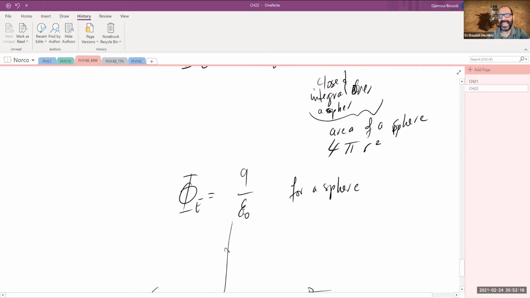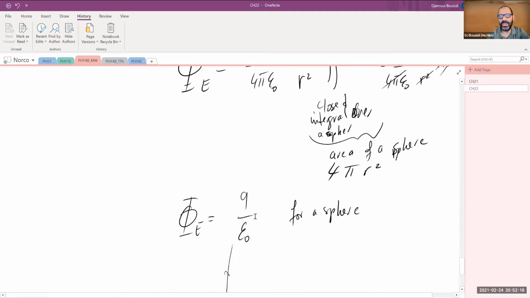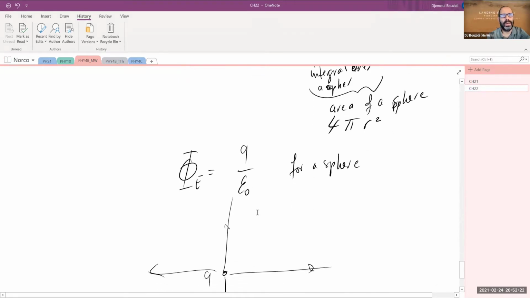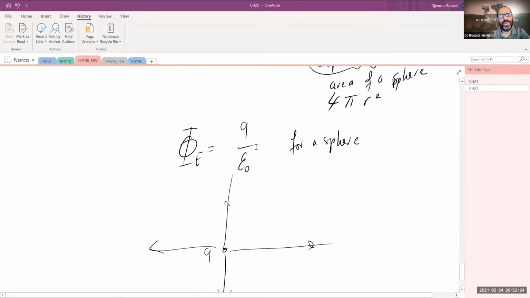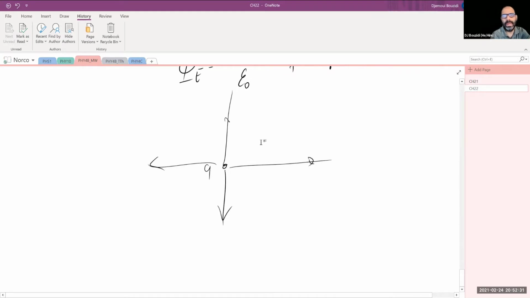So if you're curious how many field lines cross this sphere, it's q over epsilon naught. As simple as that. Because I have a q charge. If I double q, now I have more field lines, twice as many as before. So let's take another area now.